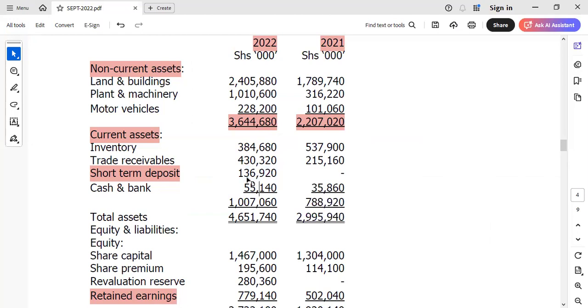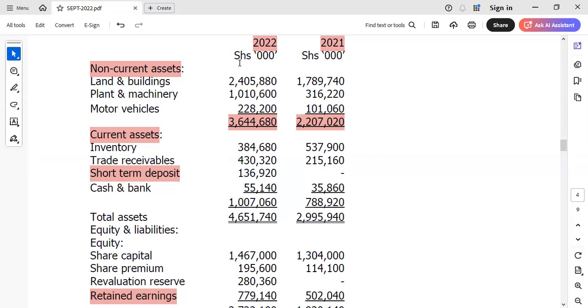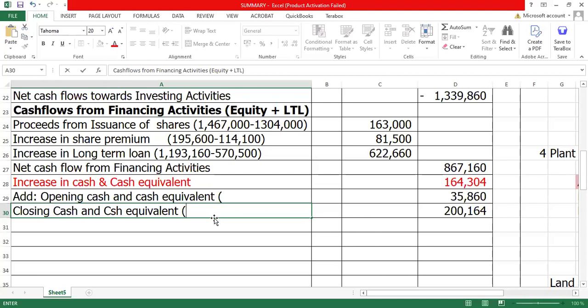Cash deposits, you add. Short-term deposits are so liquid that they can easily be converted into cash. So what does that mean? It means that when you're getting cash and cash equivalent, you add the 2 figures. You add the cash and bank plus the short term. First add, then we see where we made a mistake. Looks like I picked the wrong figure somewhere. 136 and 920 plus short-term deposit and cash.